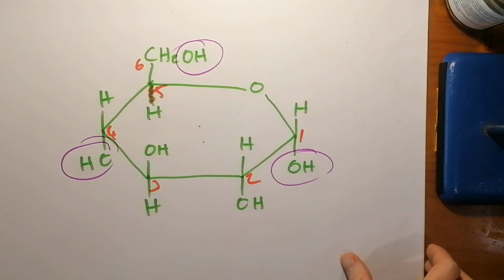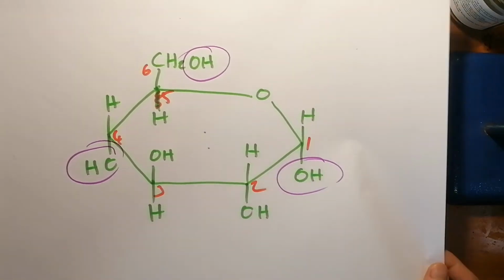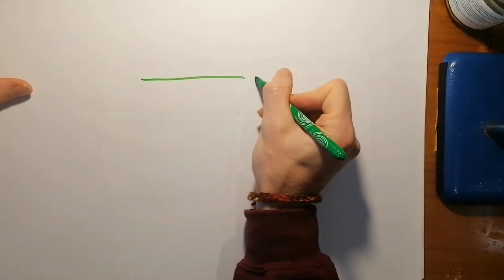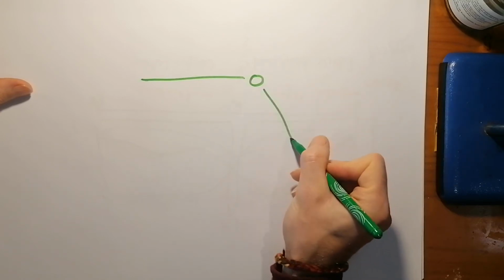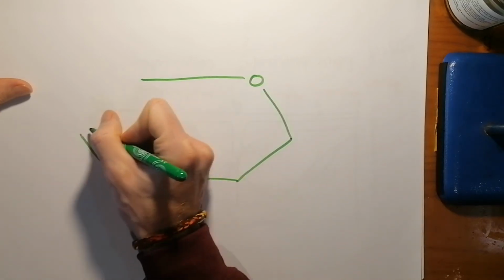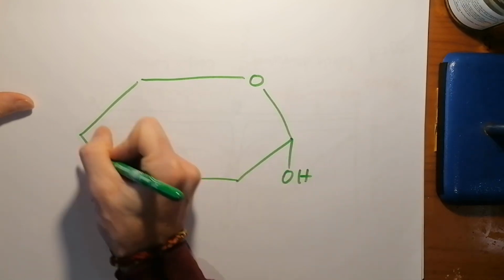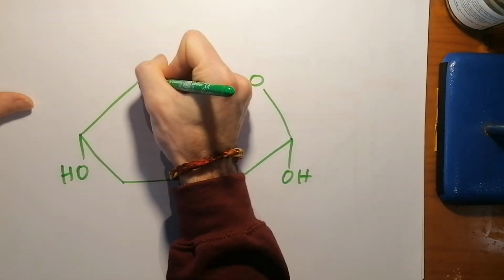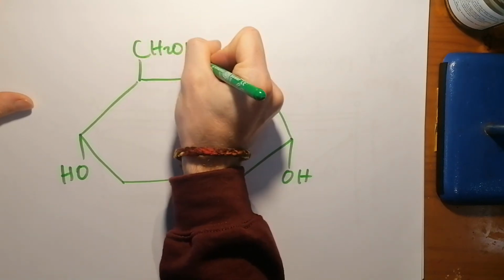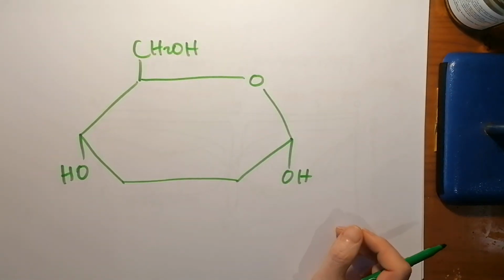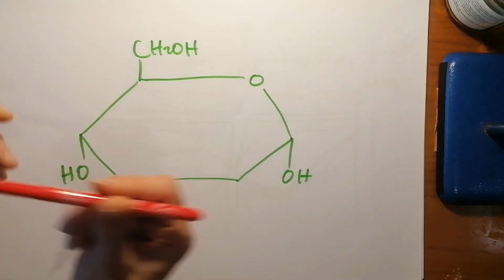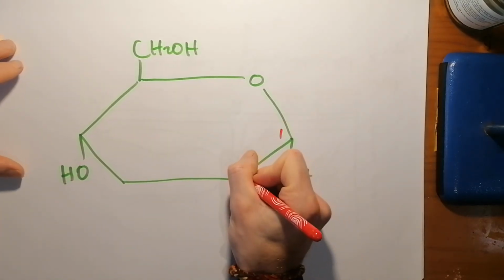So the simplest version, like the one that is still correct, but very much simplified, is you just miss everything out apart from the ones that are involved in bonding. So you go OH, OH, CH2OH, and that's it. You might see it as simplified as that. Now, I don't particularly think that's so accurate, but you might see it.